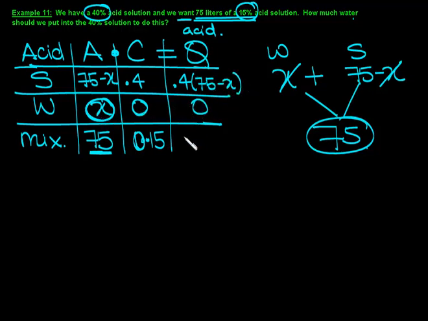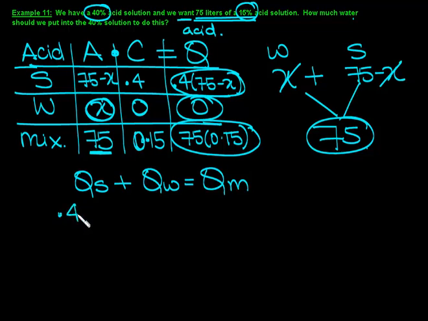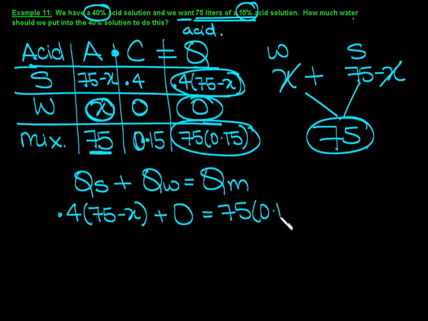X times 0 is just 0. With the mixture problem, the last column always gives you the equation, because the quantity of acid in the solution plus the quantity of acid in the water should give you the quantity of acid in the mixture. So in the solution it is 0.4 times (75 minus X). In water it is 0, and out here it is 75 times 0.15.